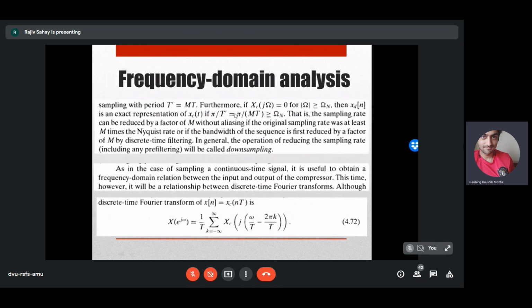So π/T' equal to π/(MT) should be greater than or equal to Ωn. So the sampling rate can be reduced by a factor of M without aliasing if the original sampling rate was at least M times the Nyquist rate. So the original sampling rate should be M times the Nyquist rate. Then only you can downsample the signal M times. Suppose your signal has bandwidth 40 hertz, then the Nyquist rate would be 80 hertz. Then if you want to downsample the signal by 2 times, the original signal has to be sampled at 160 hertz. Is this clear?